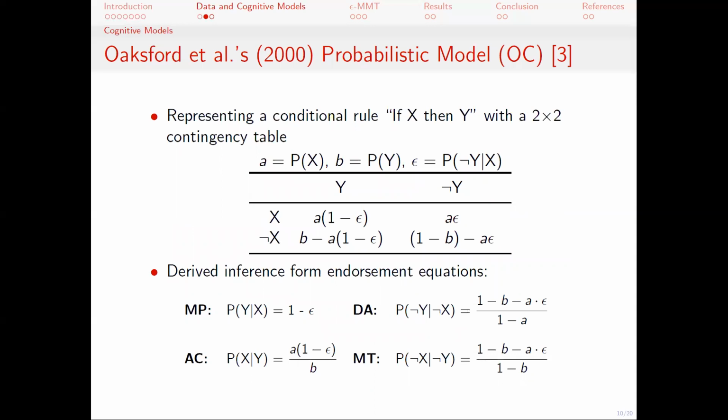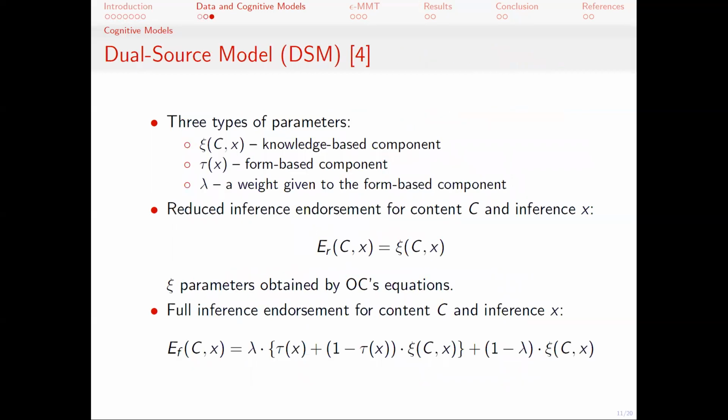Now, the Oaksford-Chater probabilistic model. As already mentioned, they use three parameters: a being the probability of the antecedent, b the probability of the consequent, and epsilon the probability of the exception. Using these three parameters in a 2x2 contingency table, they express a conditional rule if x then y. From this table, they have derived conclusion endorsement expressions for each inference form based on the corresponding conditional probability. For example, for modus ponens, where x is given as a minor premise and we ask about the likelihood of y, the conclusion endorsement is expressed through the probability of y given x.